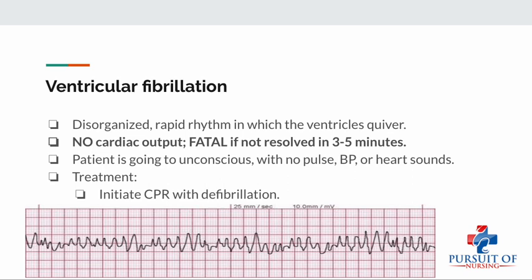The patient will go unconscious. They'll have no pulse, blood pressure, or heart sounds. So treatment is to initiate CPR with defibrillation. So it's very important to know the steps of CPR. You're going to follow the steps of compressions, airway, breathing. Your compressions are going to be 100 to 120 per minute at a depth of 2 inches.